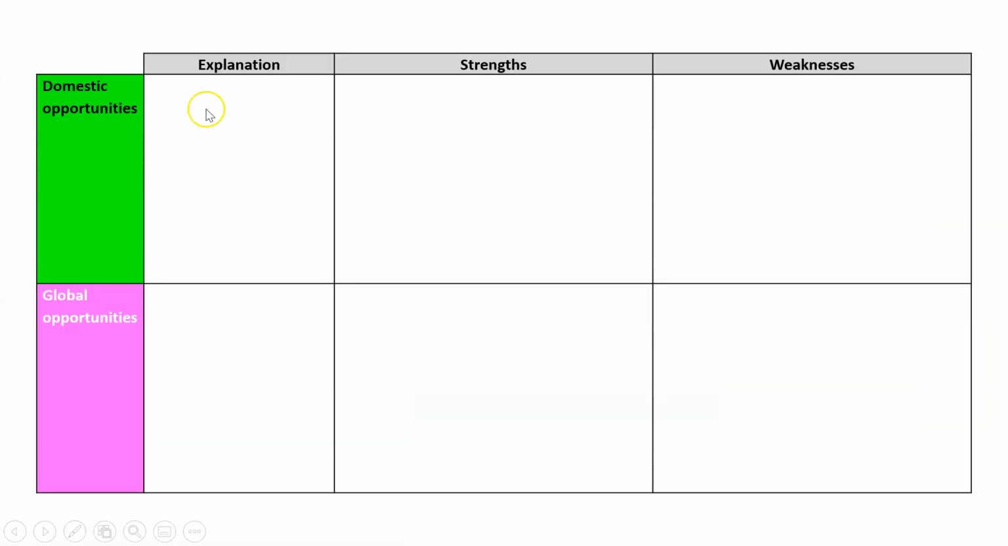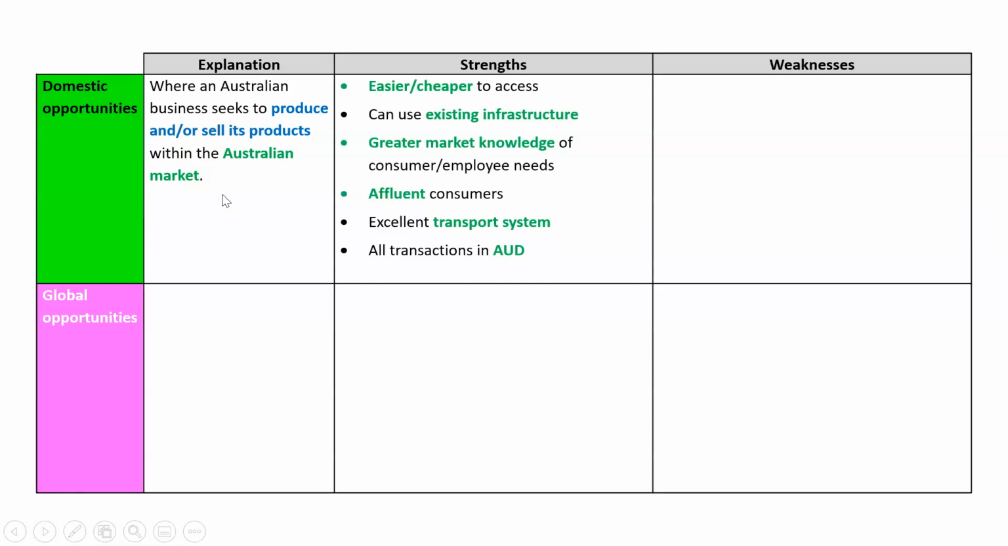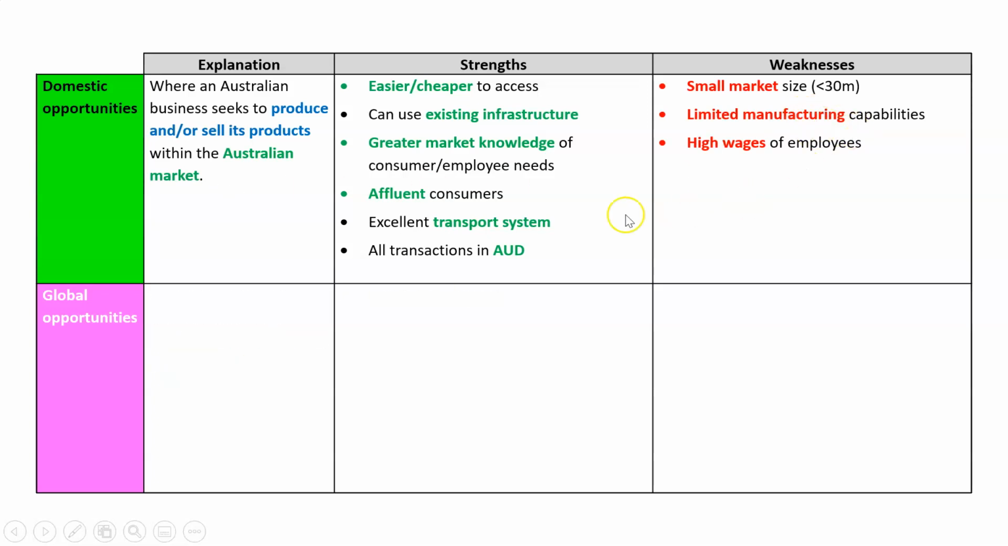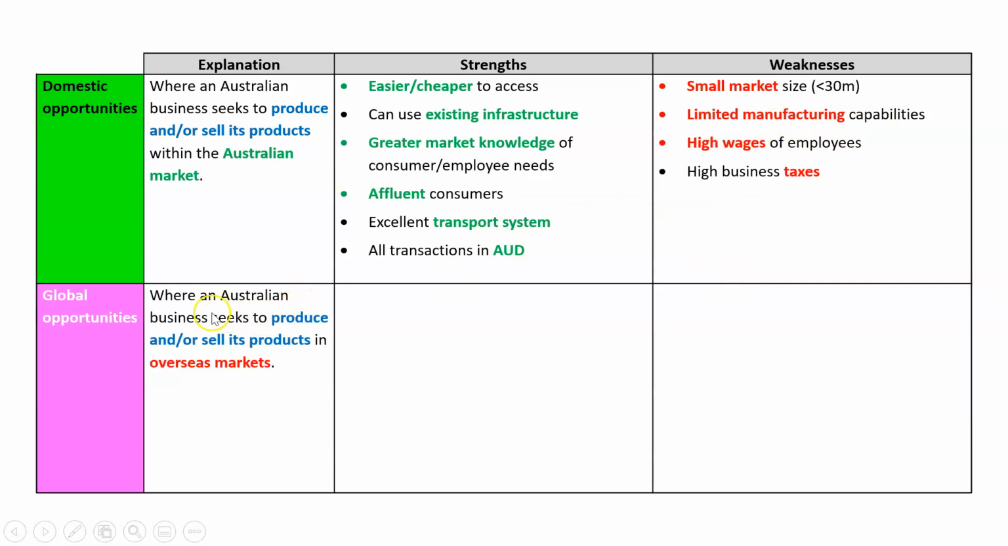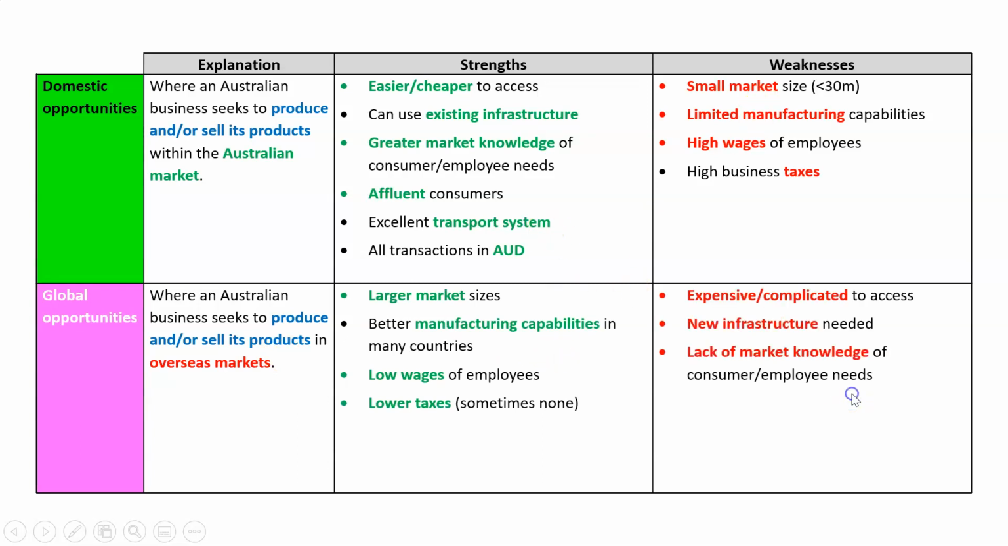And first of all, what are domestic and global opportunities? Well, domestic is where an Australian business seeks to produce or sell its products within Australia, and there's some pros with that. We know Australia, we've got existing infrastructure, etc. And there's some weaknesses with that. It's a small market globally, and we can't make anything anymore as a country, and we've got high wages. Global opportunities are obviously when Australian businesses seek to produce or sell products in overseas markets, and the strengths of that are basically the opposite of the weaknesses here, and vice versa.